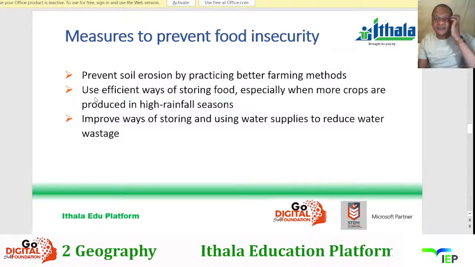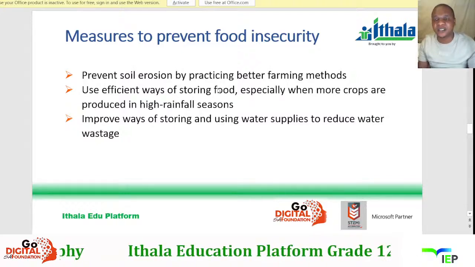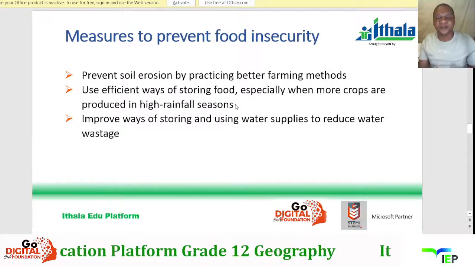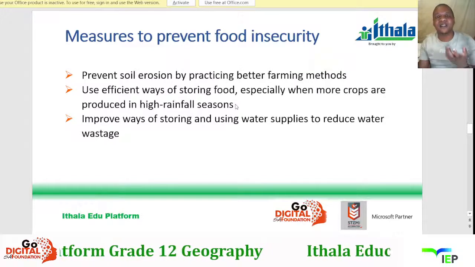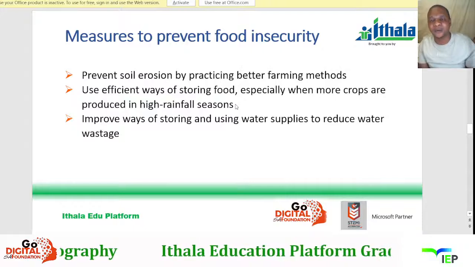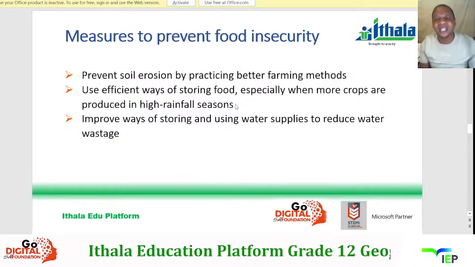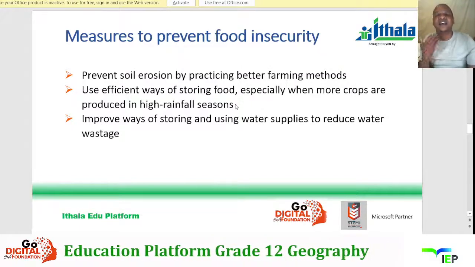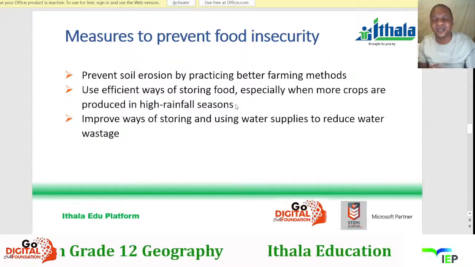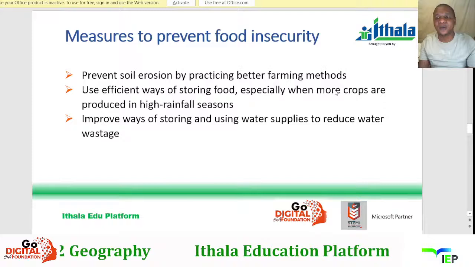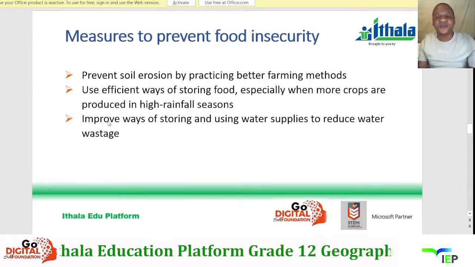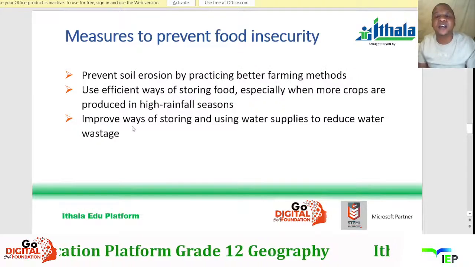And then number 2, you need to use efficient ways of storing food, especially when more crops are produced in high rainfall season. So if you have produced lots and lots of maize during summer, if winter comes, you must make sure that you have reserves of food being stored somewhere, so that you cannot have a problem when winter season comes. Ngoba sazi kahle ukuthi winter comes with those cold and dry conditions which some plants cannot actually withstand, basically. So we need to actually store food, especially when more crops are grown or produced in a high rainfall season.